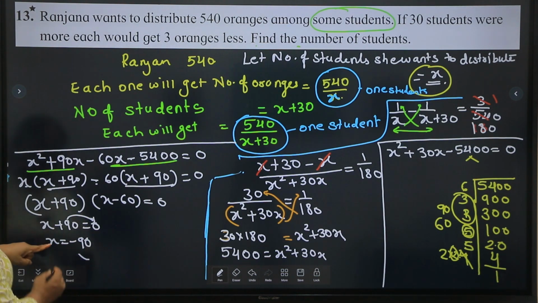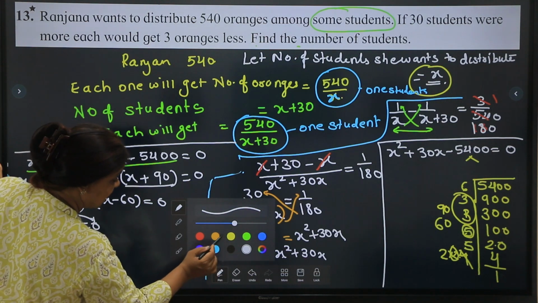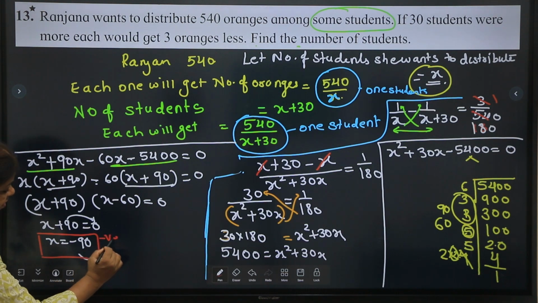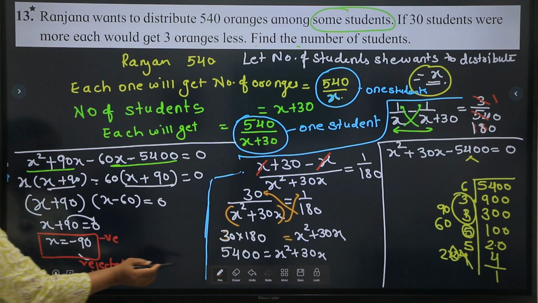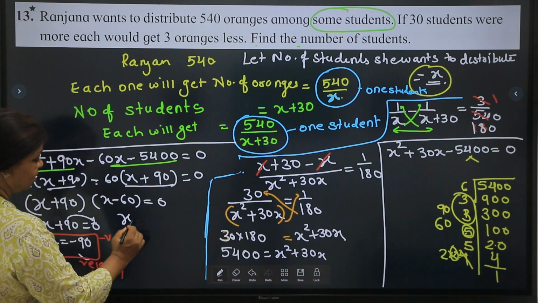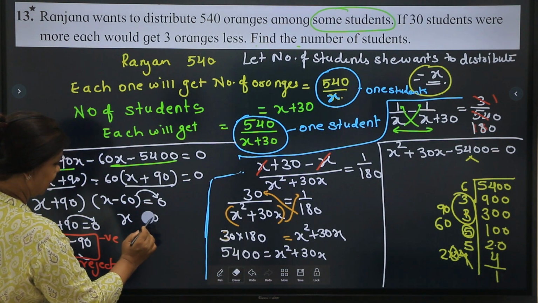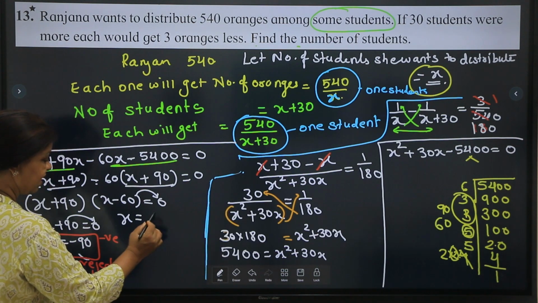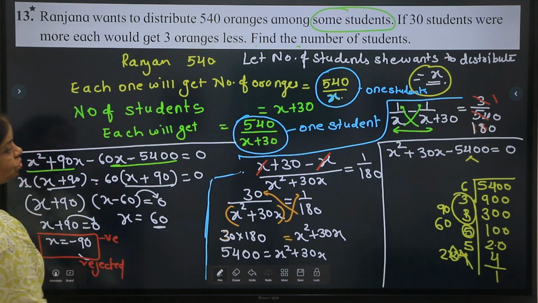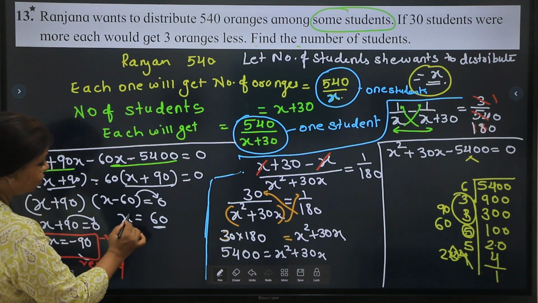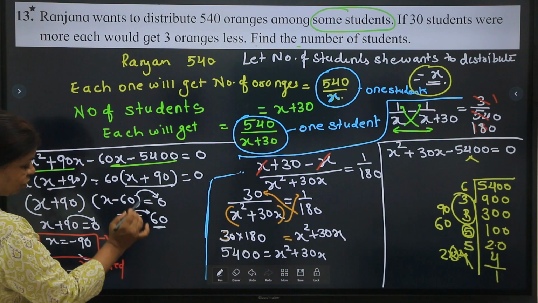So the number of children, minus 90, will be rejected because it is a negative integer. Negative, so rejected. Okay, let us go for the next one. x minus 60 is equal to 0, minus 60 will shift here. So you will be getting x is equal to 60. So the number of students, minus 90 would be rejected. Here the number of students are 60, which is positive.